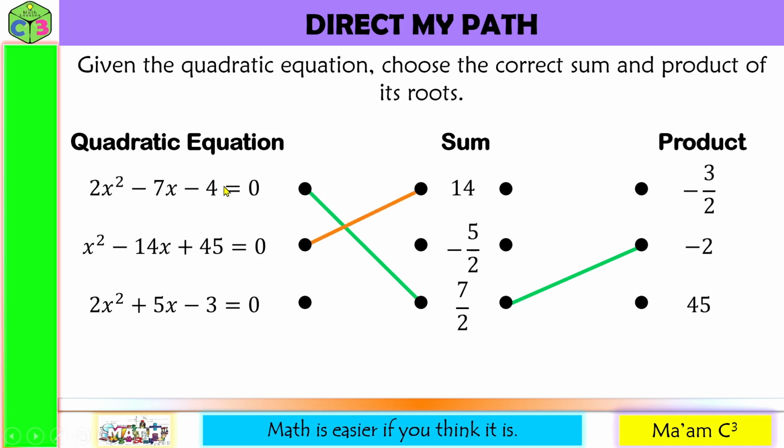For the product, that would be c, which is 45 over a, which is 1. So still 45. And the last one, the negative of positive 5 is negative 5 divided by 2. So we have negative 5 over 2 for the sum. And for the product, that would be c, negative 3 over a. So we have negative 3 over 2.